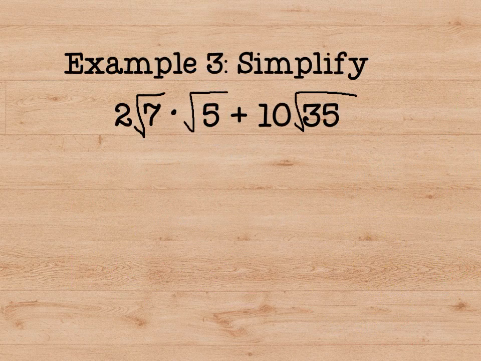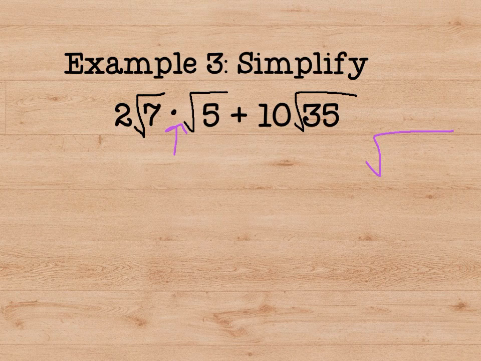Okay, this is going to be our final example for this video. This time, what I see is different. 2 square root of 7 times square root of 5 plus 10 square root of 35. In my other examples, I was just dealing with pluses and minuses between these radical signs. This time I have a times. Well, that's weird.